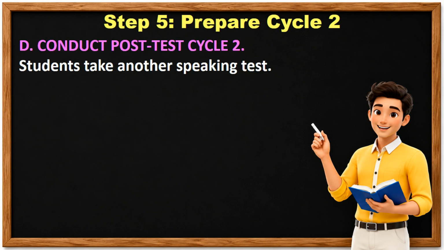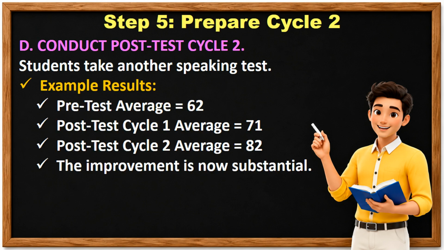D. Conduct post-test cycle 2. Students take another speaking test. Results: pre-test average equals 62. Post-test cycle 1 average equals 71. Post-test cycle 2 average equals 82. The improvement is now substantial.